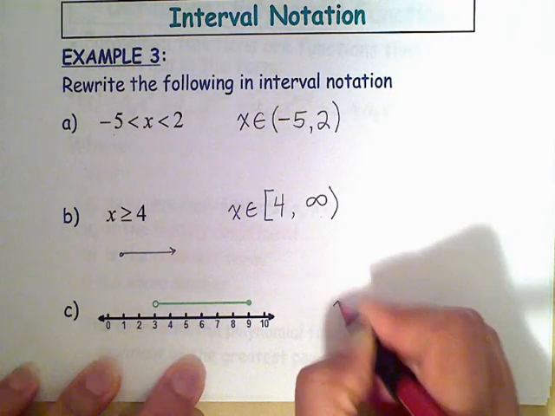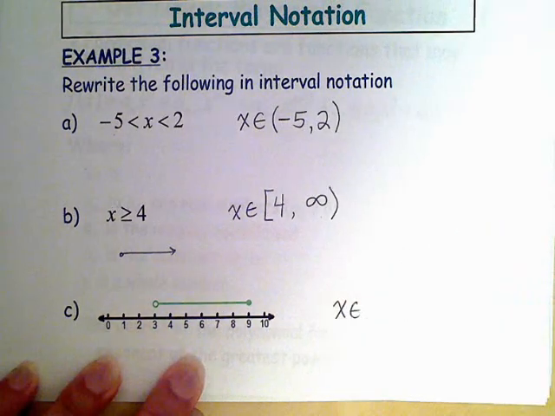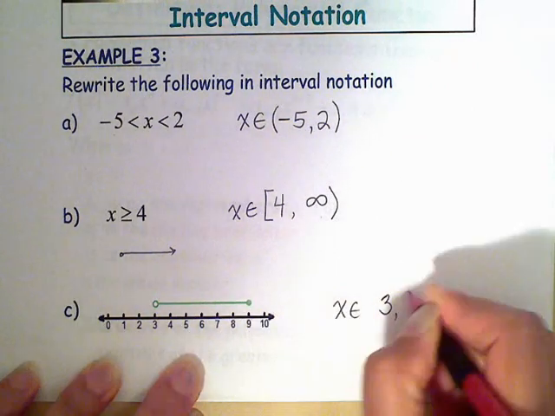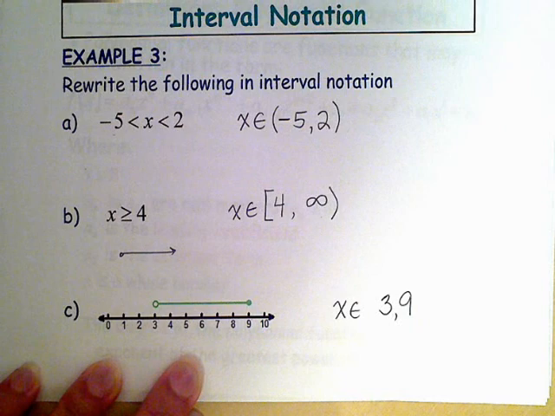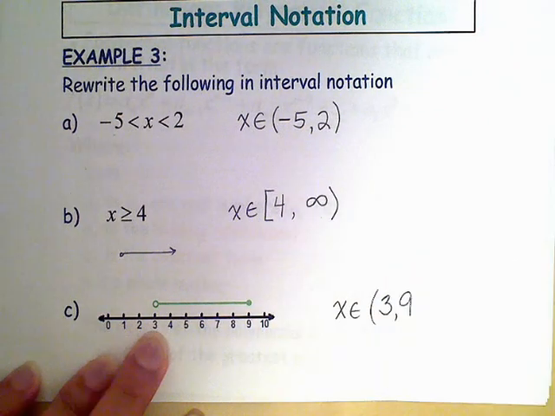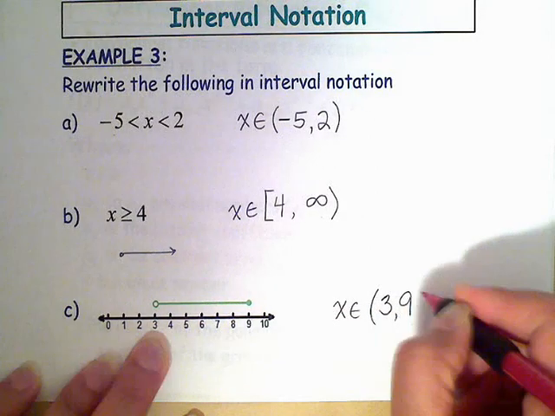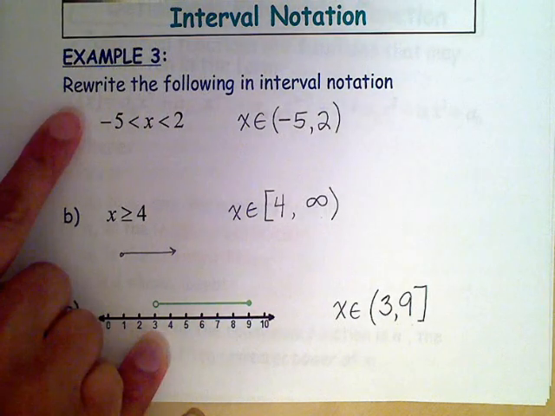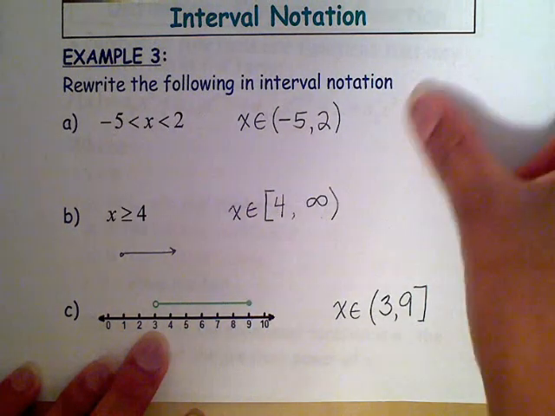Okay? And for the last example, we have a starting point and an ending point. So I'll start by writing x is an element of, and my starting point is at 3. My ending point is at 9. Okay, so 3 comma 9 starts at 3, ends at 9. But because 3 is not included, I use a round bracket, and because 9 is included, I use a square bracket. And that's how you rewrite from inequality form or graphical form into interval notation form.